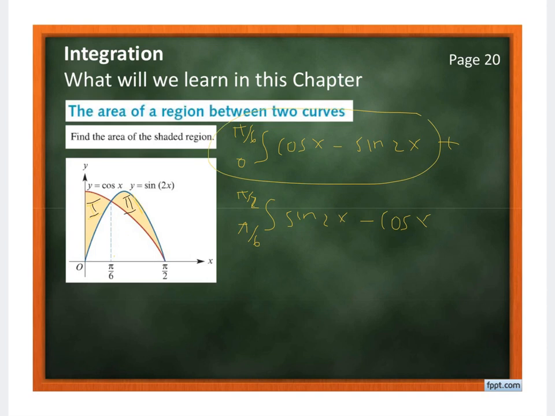The antiderivative of cos x is sin x, and the antiderivative of sin 2x is negative 1/2 cos 2x, so we get minus negative 1/2 cos 2x from 0 until pi over 6. So it equals sin x, with minus and minus becoming plus.